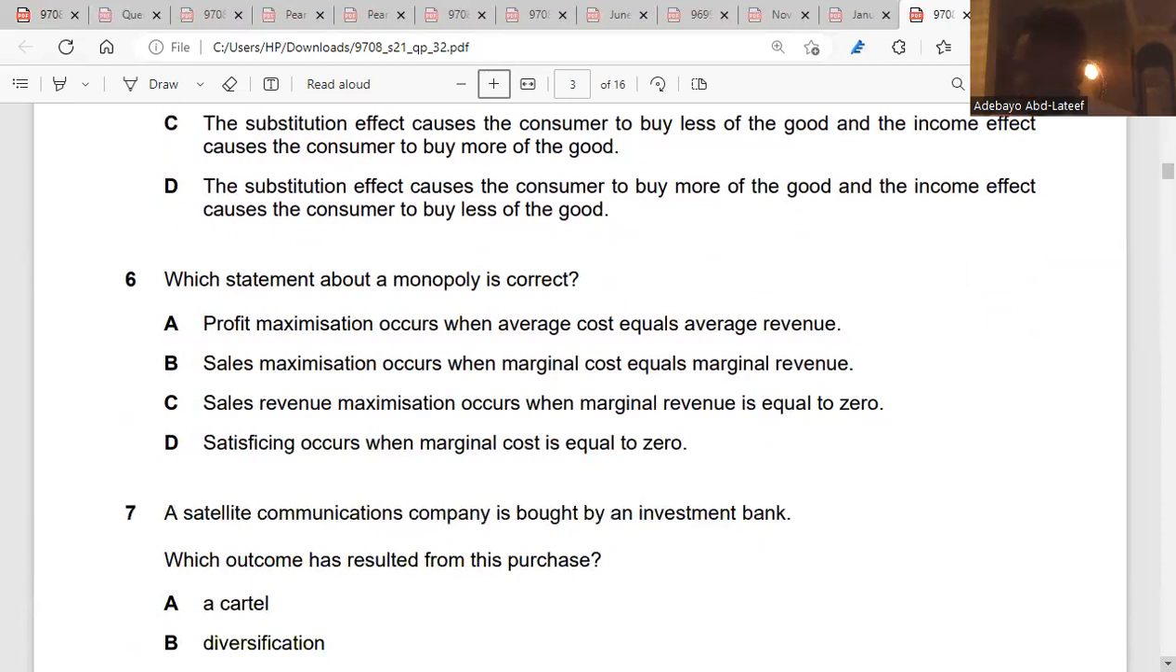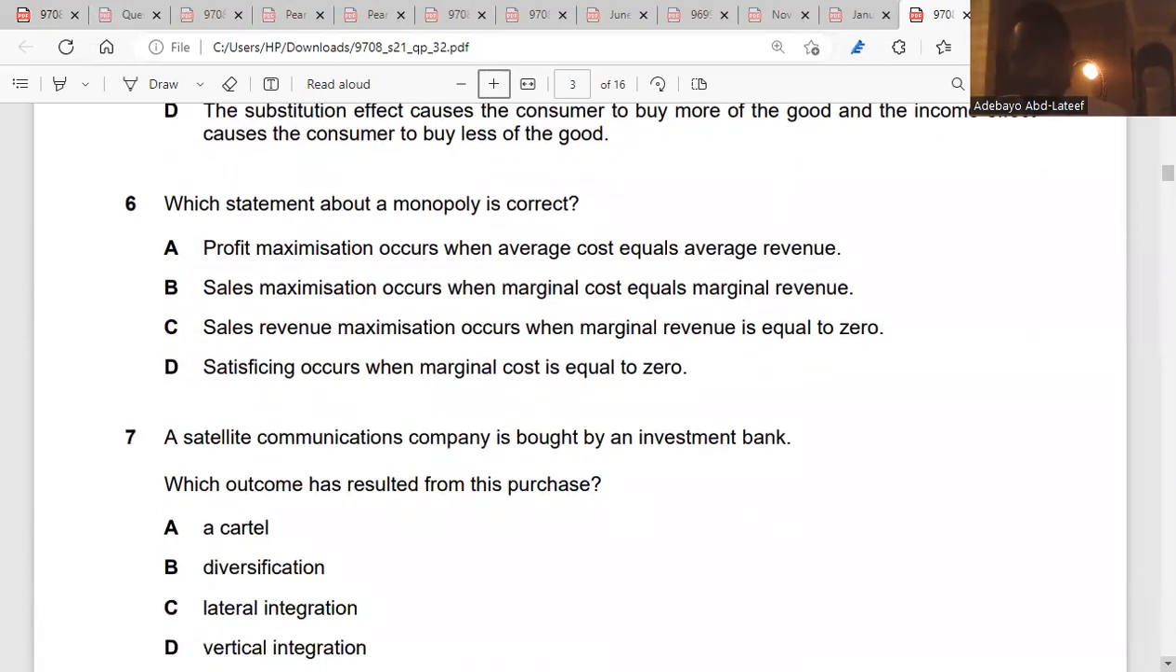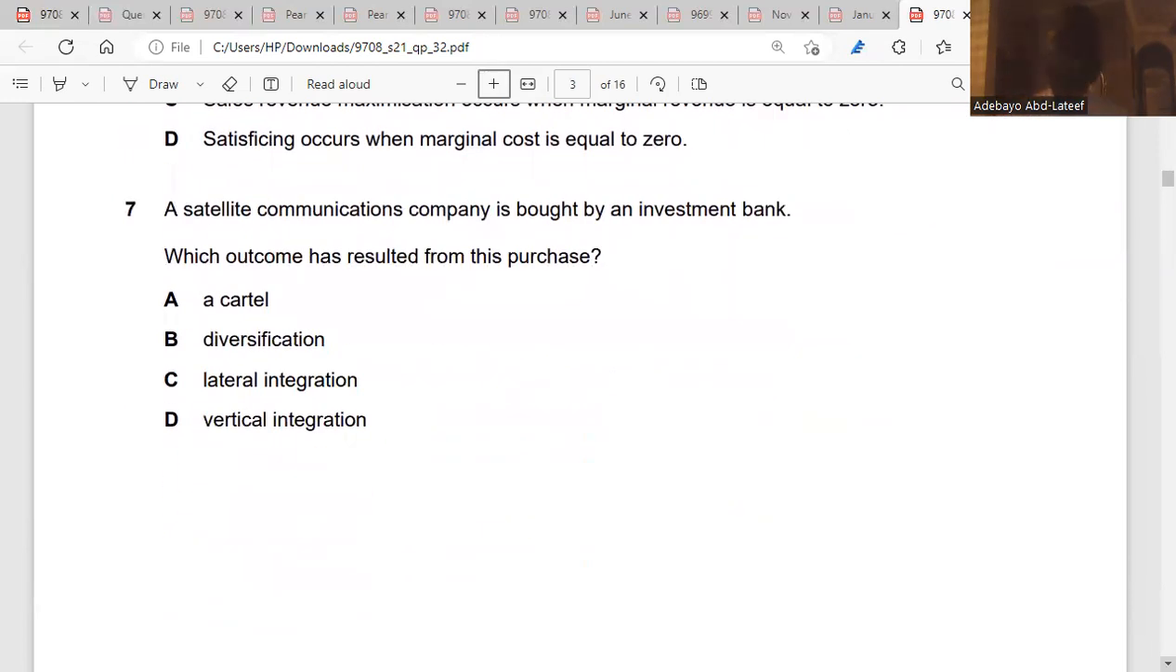Question 6. Which statement about monopoly is correct? What does the monopoly do? The monopoly will try to maximize sales when the marginal revenue is equal to 0. Do you get the point? Question 7. They said a satellite communication company is bought by an investment bank. That is diversification. A communication company buying a bank. Diversification. That's conglomerate integration.